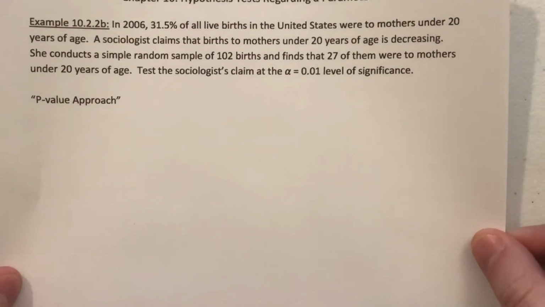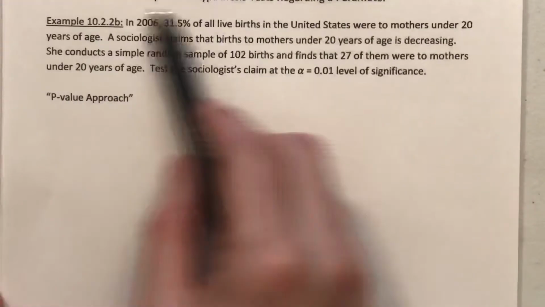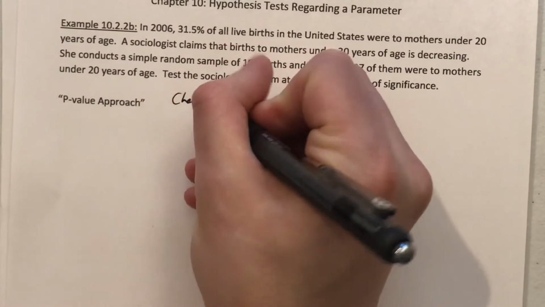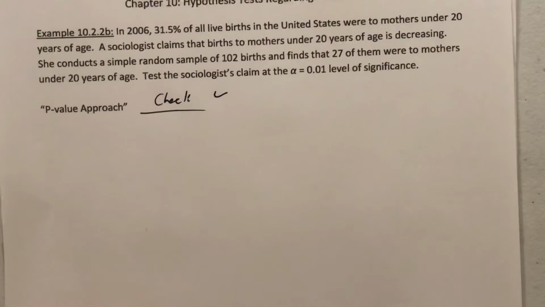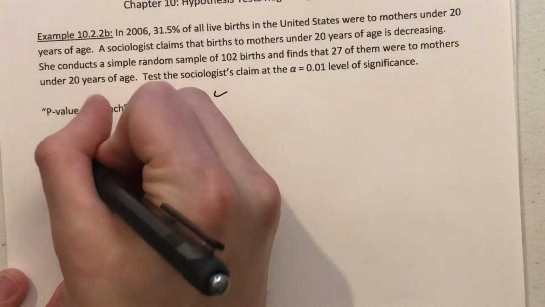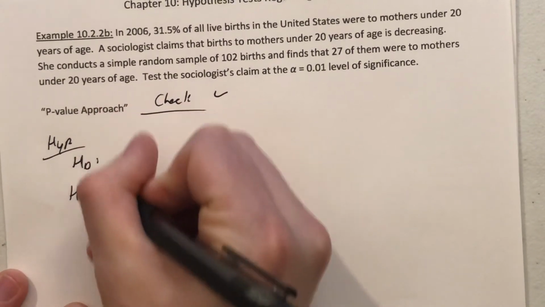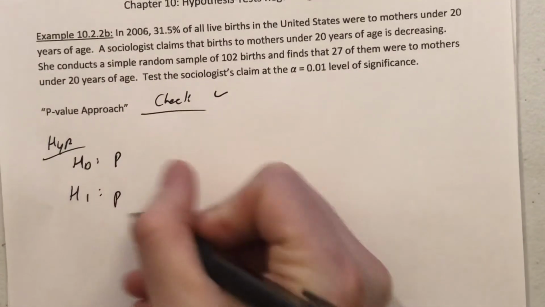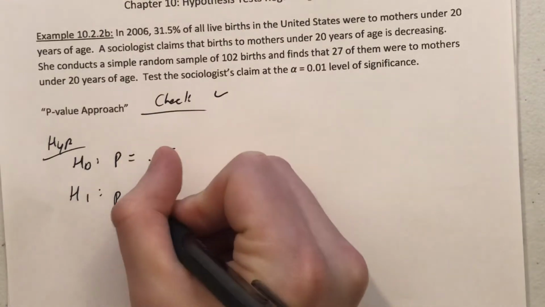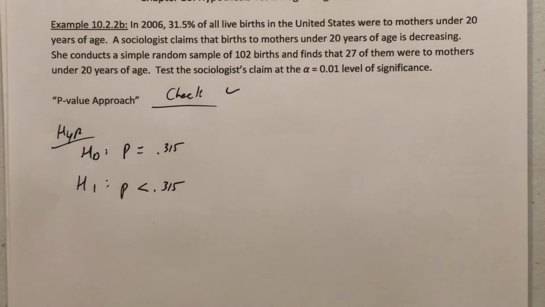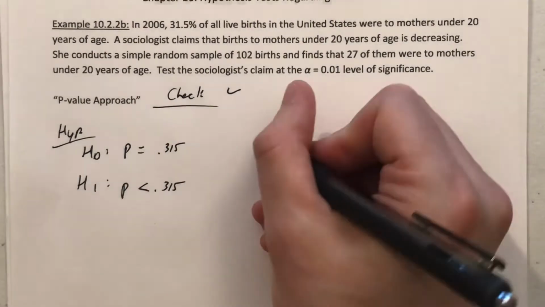So now, to take a look at basically all the steps, we won't write the sentences again because it'll be the exact same sentence, because it's the exact same question. This is the exact same information. We would still do the check. I'm going to say the check is the same. Now, to the hypotheses. Still involving the proportion, believed to be 0.315, proposed to be less than 0.315, nothing changes there.